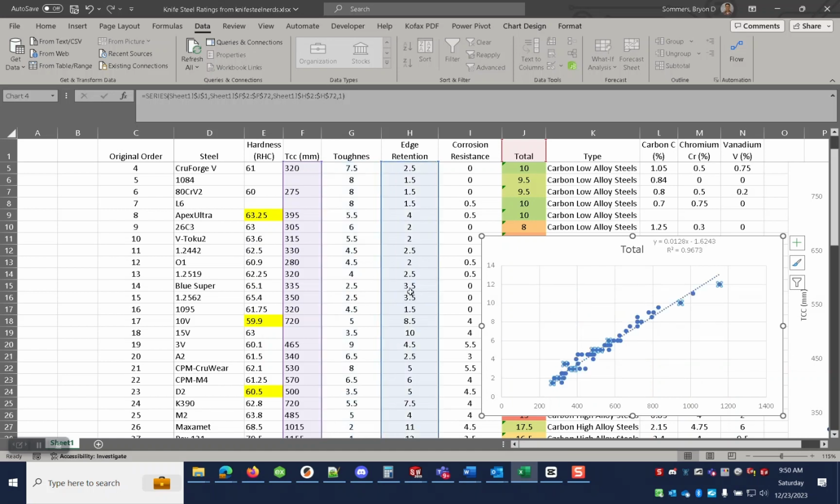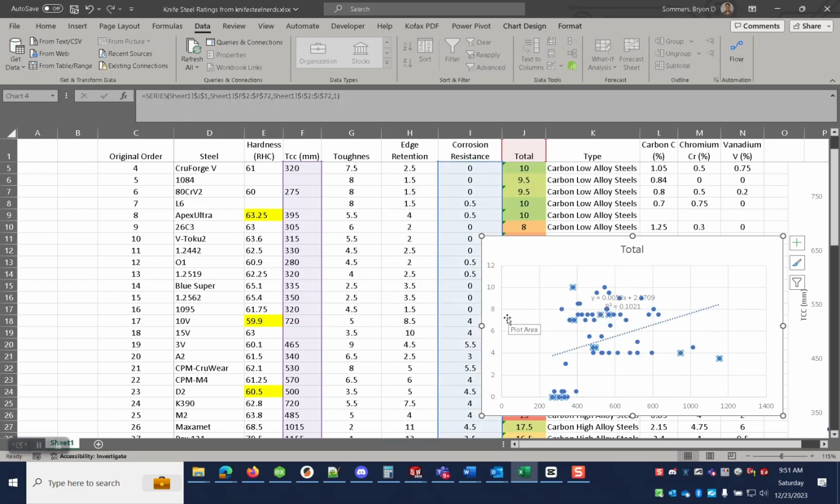If I go to edge retention, interesting. So that's kind of the opposite. Very strong, 0.96 R squared. So as edge retention goes up, the number of cards you can cut goes up. So that makes complete sense. That's why there's a really strong relationship there. Look how tight that line is. And corrosion resistance, I would say there's no trend there. 0.1 R squared, almost a flat line, kind of randomized data.